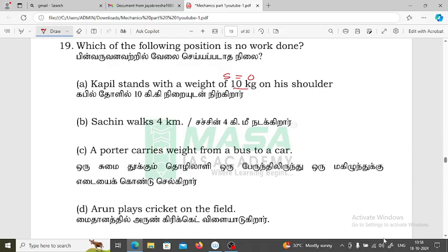Question is which of the following positions has no work done? Answer is option A, because Kabil stands with a weight of 10 kg on his shoulder. He only stands and doesn't move. So the displacement is 0. Work done is also 0. Answer option A is correct.